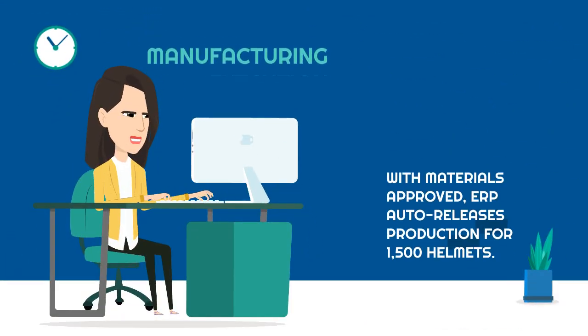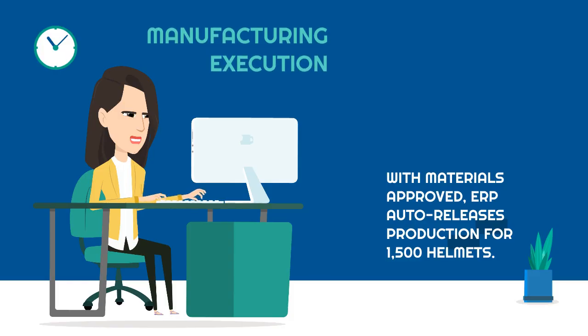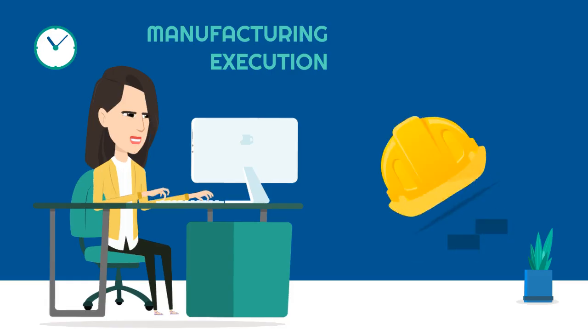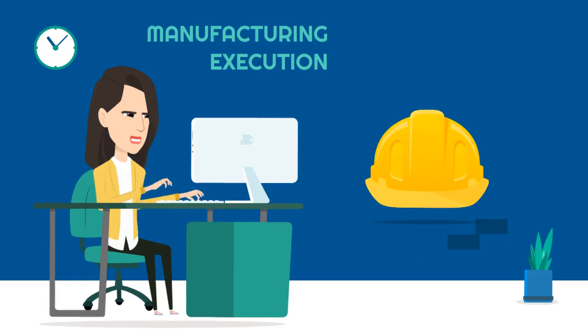With all materials now received and approved by quality control, the ERP system automatically releases a production order to begin manufacturing 1,500 safety helmets. Production is scheduled across several machines based on capacity, operator availability, and maintenance plans. Each machine can produce 200 helmets per day under normal conditions.